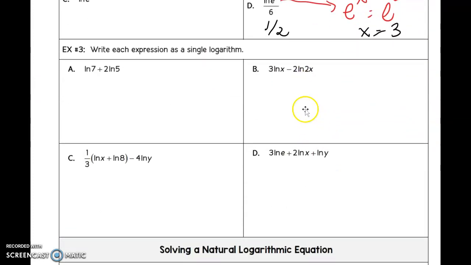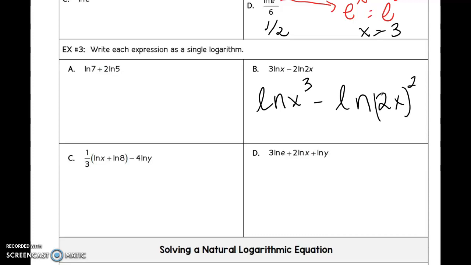Okay, let's look at B and D. Addition is multiplication. Subtraction is division. If a number's out in front, you have to raise it to the power. So let's do that first. Let's get rid of the numbers out in front. Okay, now I just told you subtraction is division. So it's this over this. So ln x to the power of 3 over (2x) to the power of -2.